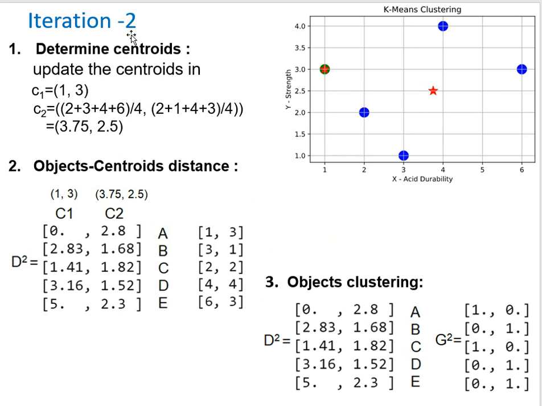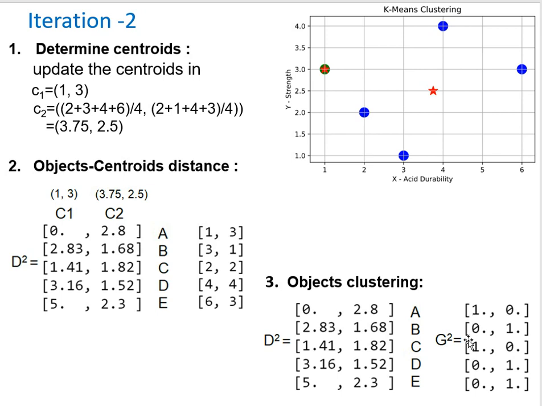We move on to iteration 2, where we update the centroids. The first cluster consists of a single point, and it continues to be as it is. And C2, the centroid, has 3.75 and 2.5 as the coordinates. They are taken as the average of all the x values and the y values respectively. Then we find the distance matrix. The points A, B, C, D, E and the centroids are used here. And we also update the groups depending on the minimum distance.